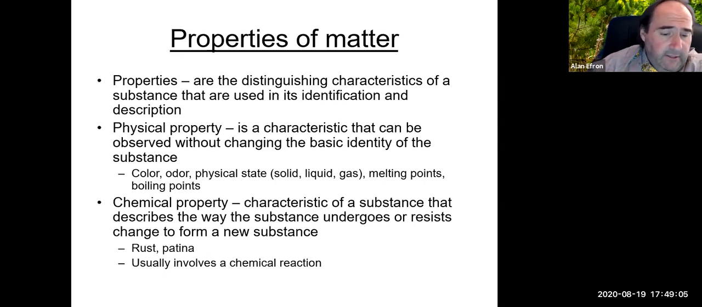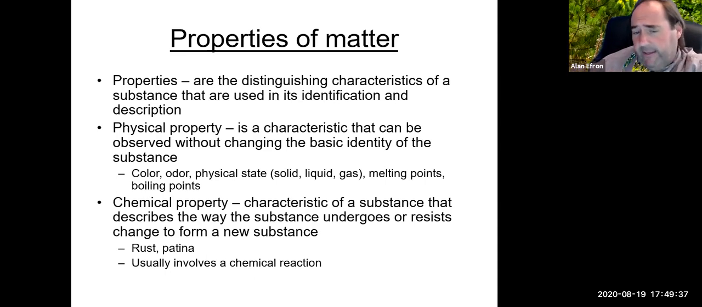So for example, if you had water versus, say, ammonia or Windex, if you smelled the Windex or some type of ammonia product, it definitely has a very distinct smell, very different than water, hopefully. And you'd obviously be able to identify one versus the other. So physical properties are properties that can be observed without changing the identity of a particular substance. And that's different than a chemical property.